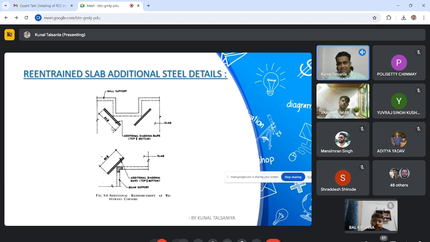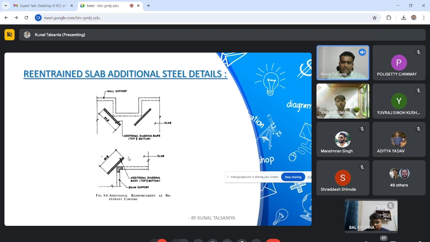What is 80 times dia? Phi is the dia, so if my reinforcement dia is 12 mm, then simply 12 into 80. So when you are dealing with this type of slab, you have to provide additional steel for re-entrant edges.